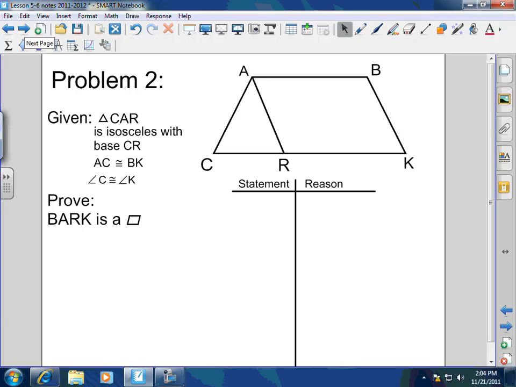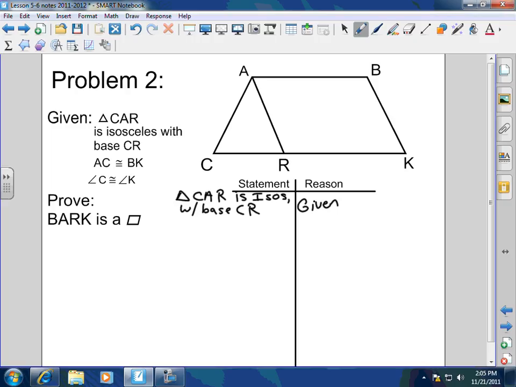All right, let's see what we've got here. I didn't go so fancy on this one. I'm going to write these in, but let's see if you can tell me what to write. What's the first thing we would say here? Triangle CAR is isosceles with base CR. And that's, of course, given.